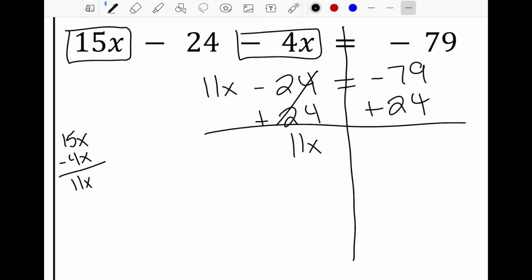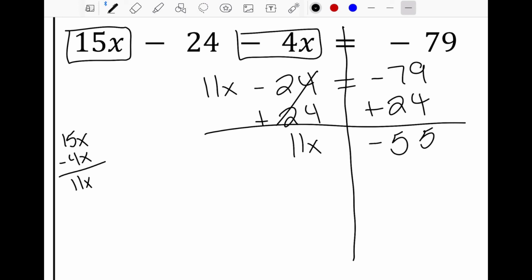Okay, now we got negative 79, positive 24. Signs are opposites. Opposite means we subtract and keep the sign of the larger. 9 minus 4 is 5. 7 minus 2 is 5. Larger is negative, so it's a negative 55.